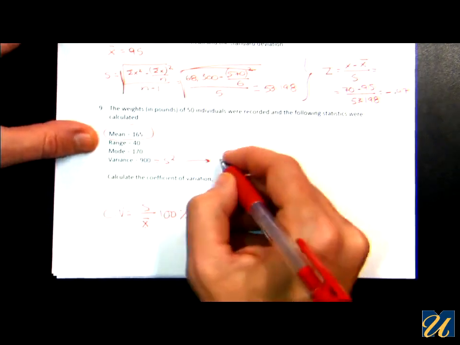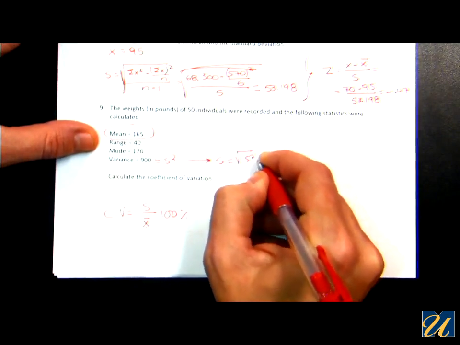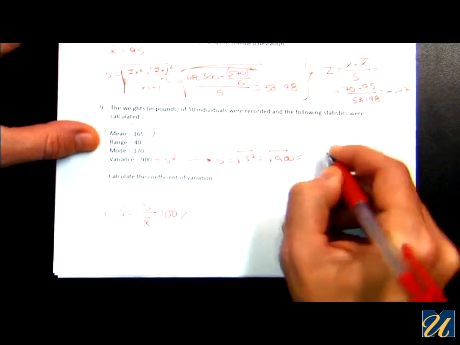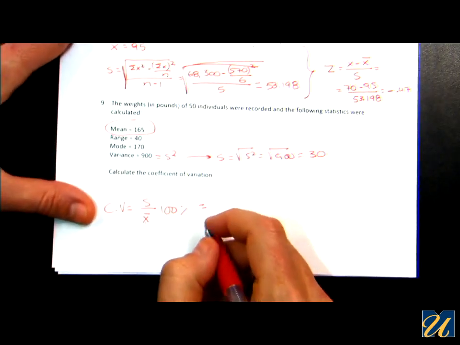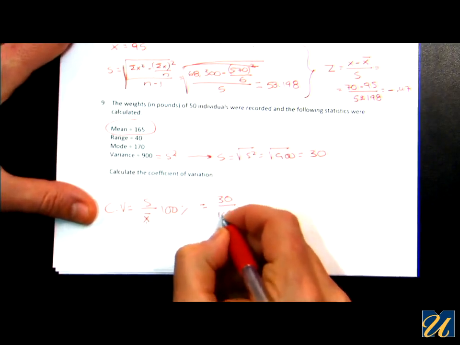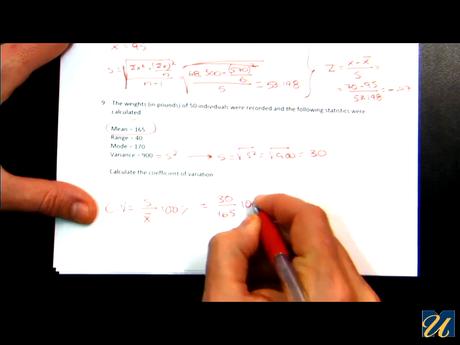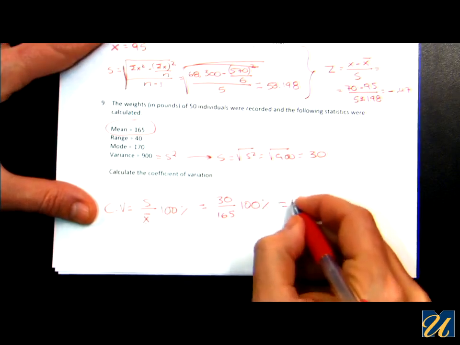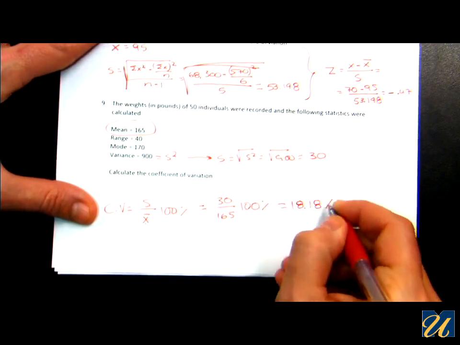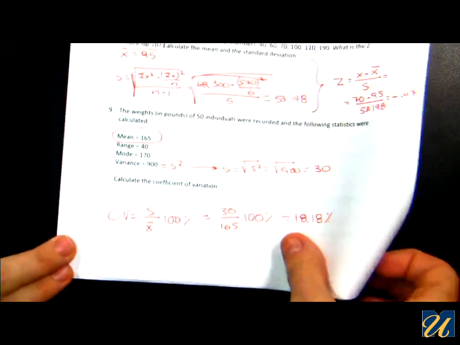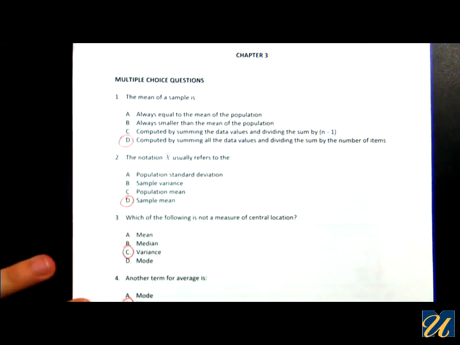From here, I can find s by taking the square root of the variance, square root of 900, which is equal to 30. So the coefficient of variation will be equal to 30 over 165 times 100%, and this will be equal to 18.18%. So the coefficient of variation is 18.18%. Keep in mind that the coefficient of variation is always given in a percentage format. So this concludes the problems for chapter 3.